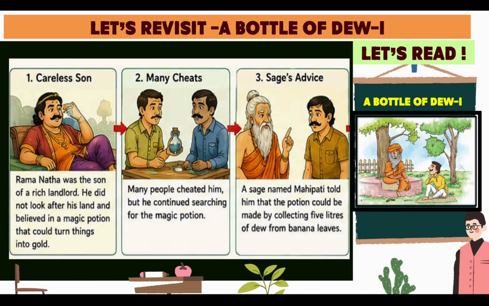Before we begin, let's revisit what happened in part 1. So, as you know, Ramnatha was the son of a rich landlord. He did not look after his land and believed in a magic potion that could turn things into gold. Many people cheated him, but he continued searching for the magic potion. Finally, he met a sage named Mahipati, and Mahipati told him that the potion could be made by collecting 5 liters of dew from banana leaves. This is what we have learned in the previous part 1. Now let's see.